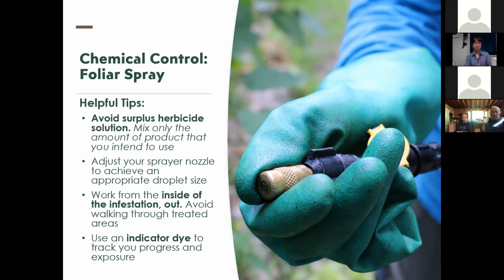And you may choose to add an indicator dye to your spray solution. This is basically just a vegetable-based dye that will help you better track where you've already treated and where you need to go. These are often blue in color.